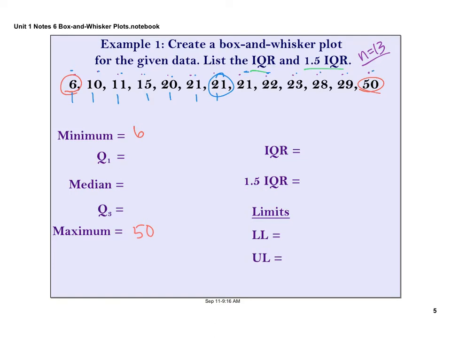Or you can do the good old-fashioned cross off from the ends. 2, 3, 4, 5, 6. Either way you slice it, really, you'll get to that median of 21.